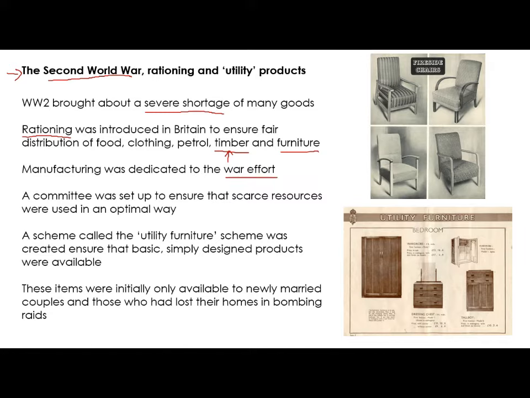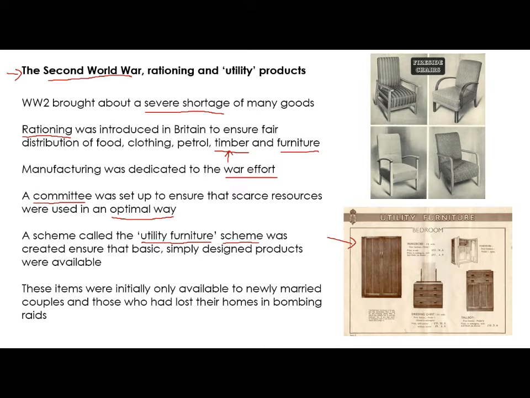Basically, a committee was set up to ensure that these scarce resources, so timbers and metals, were being used in the correct way and they weren't being wasted. So they were being used in an optimal way. And this scheme was called the Utility Furniture Scheme. And basically, you can see here, this is actually the kind of catalogue that if you were eligible for this scheme, you would be able to select certain bits of furniture.